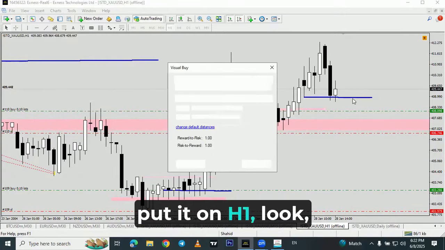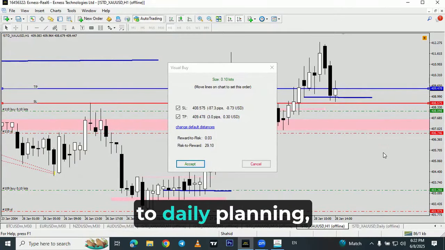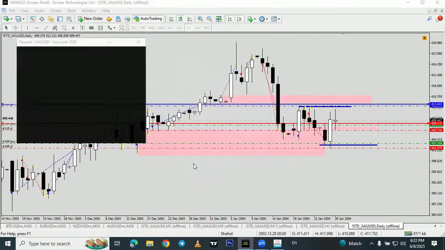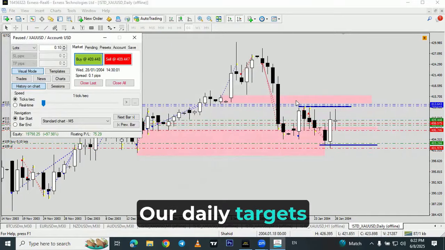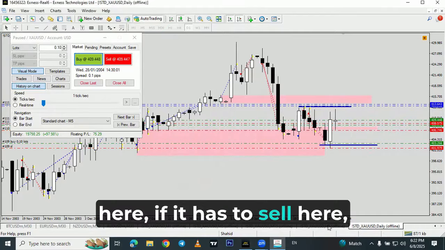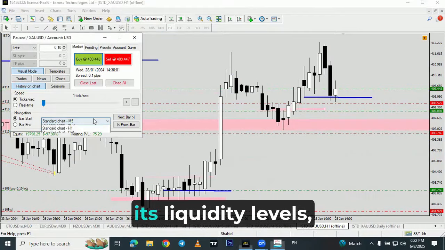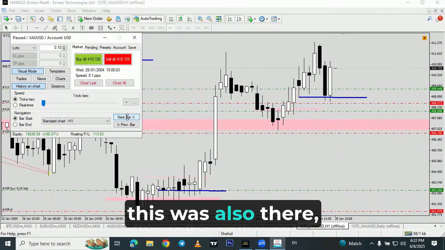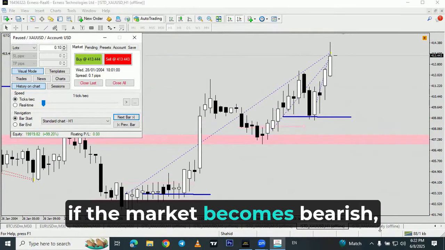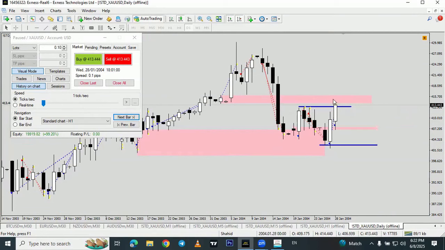Here, put it on H1. Look, our target, according to daily planning, the market has dealt in our zone. Our daily targets are being done. Now if the market has to sell here, look, the market has picked all its liquidity levels. This was also there, this was also there. The market nets here. If the market becomes bearish, then we will do this.